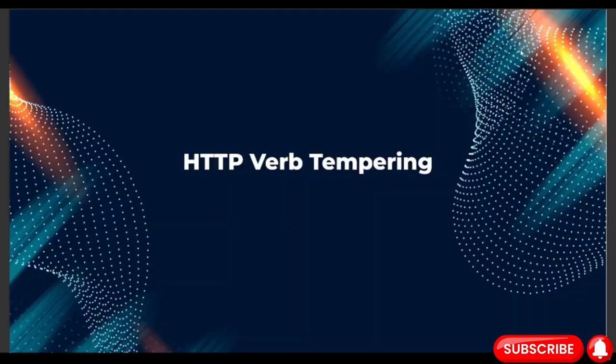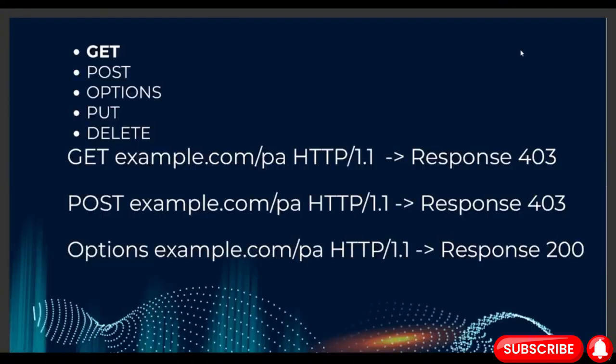In this lecture, you will learn what HTTP verb tampering is. HTTP verb tampering is a type of security vulnerability that occurs when an attacker manipulates the HTTP request method, also known as the HTTP verb. So here we have some HTTP methods: GET, POST, OPTIONS, PUT, and DELETE.